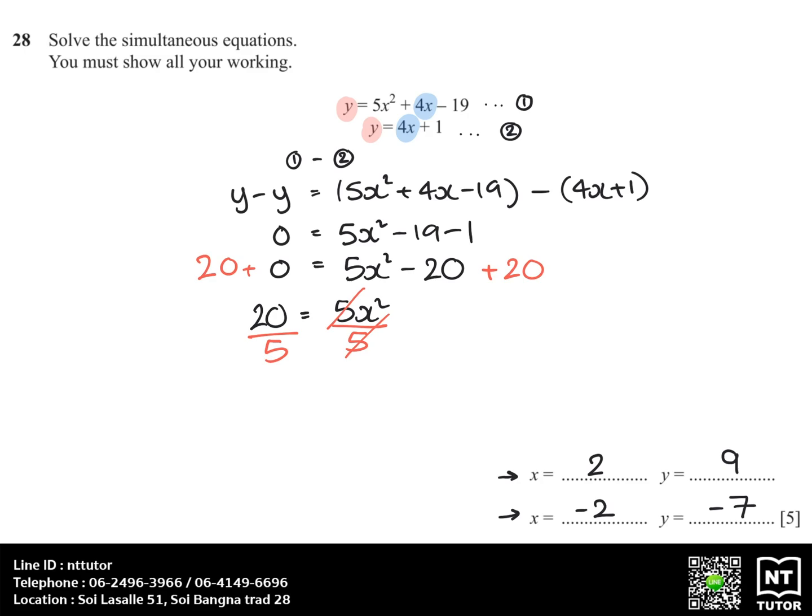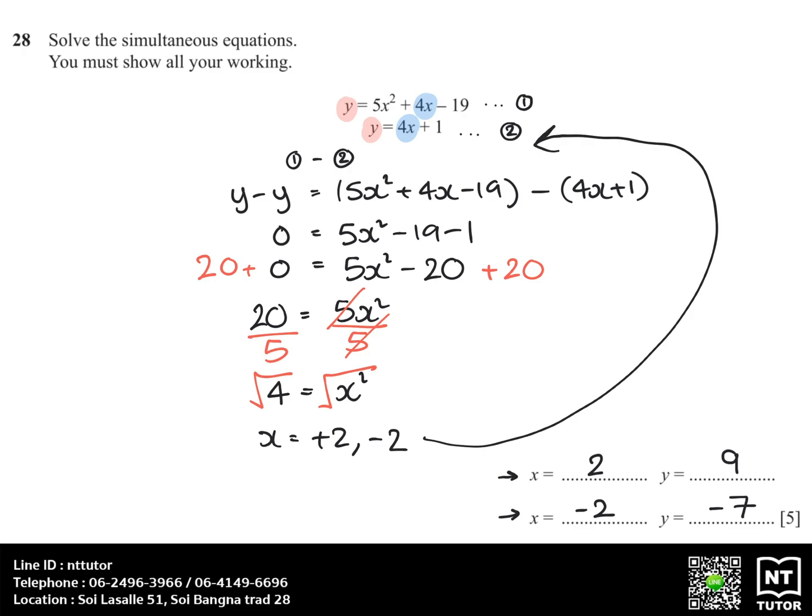So we have 20 divided by 5, which is 4, equals x squared, and again we can square root both sides to get the value of x. For this we should get x equals plus 2 and minus 2, and then we can do the same thing to find our value of y by substituting these values of x into this equation or this equation to get the values of y that correspond to each value of x.